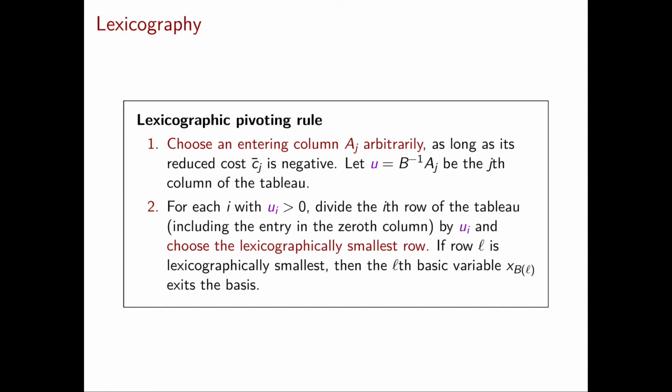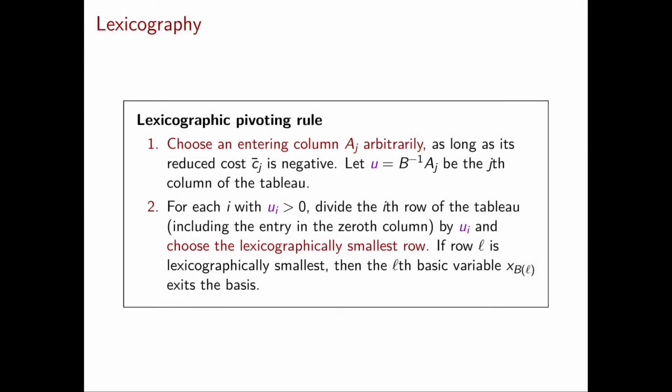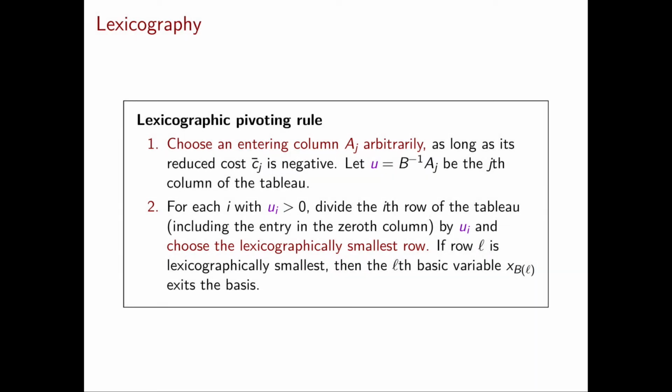Now let's see how we can understand which variable should leave the basis under the lexicographic pivoting rule. For every i with a ui positive, we divide the ith row of the tableau by ui and we choose the lexicographically smallest row. Such row will be our pivot row. Note that this is in a sense an extension of what we were already doing to determine theta star. In fact, earlier on, to decide theta star, we were already considering all the i's with ui positive. But instead of dividing the whole ith row of the tableau by ui, we were only dividing the entry of the ith row in the zeroth column by ui.